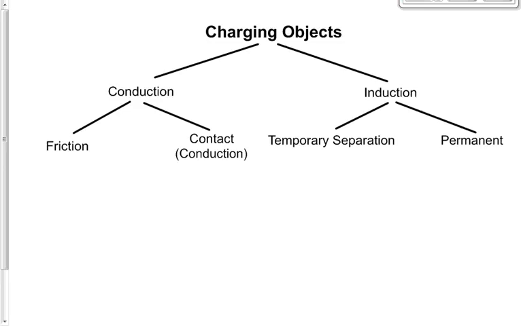Now, we break conduction into two subcategories. One's called charging by friction. That's simply rubbing two things together. Okay, you take a balloon and your hair, you rub them together. There's electrons transferred from either your balloon to the hair or the hair to the balloon.